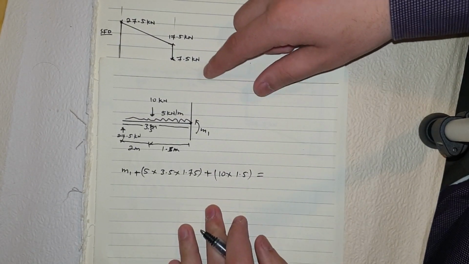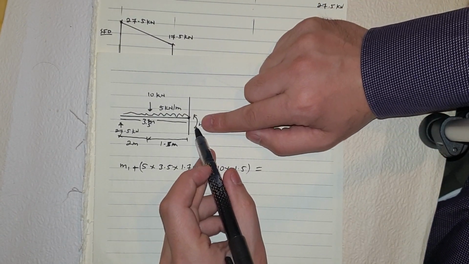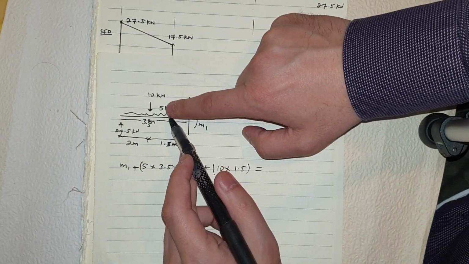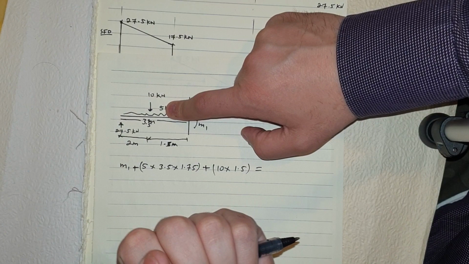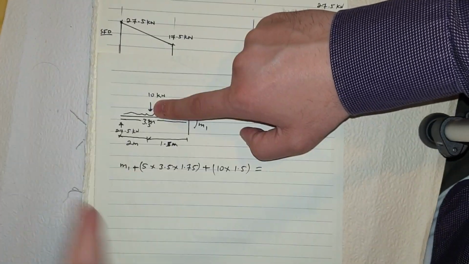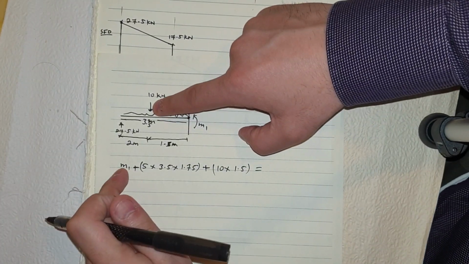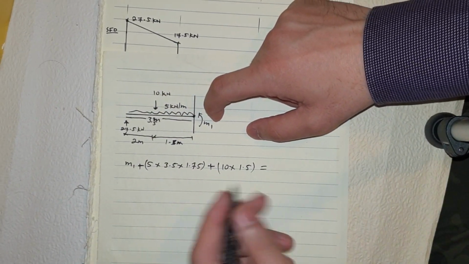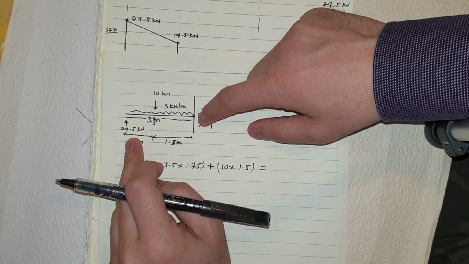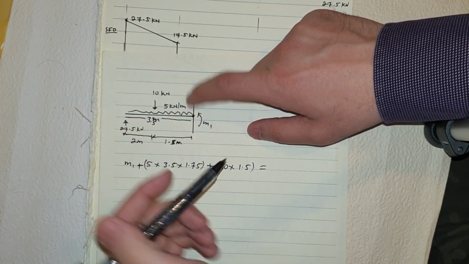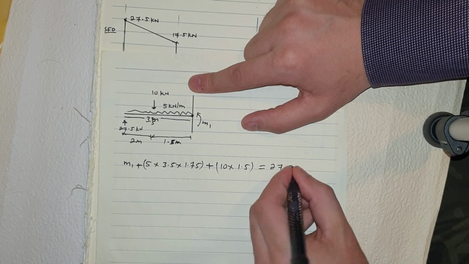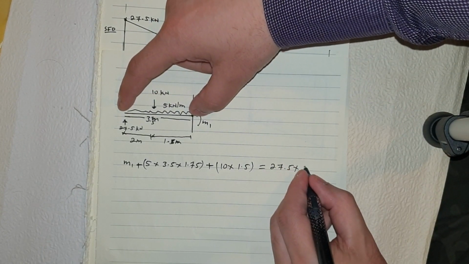That will be equal to, because look, my moment is acting anti-clockwise, this 5 kilonewton is acting anti-clockwise as well, 10 kilonewton is acting anti-clockwise as well. So therefore, my M1 plus 10 kilonewton plus my UDL, and that will be equal to, because this reaction is acting clockwise, opposite my moment, 27.5 times the total distance 3.5 meter.